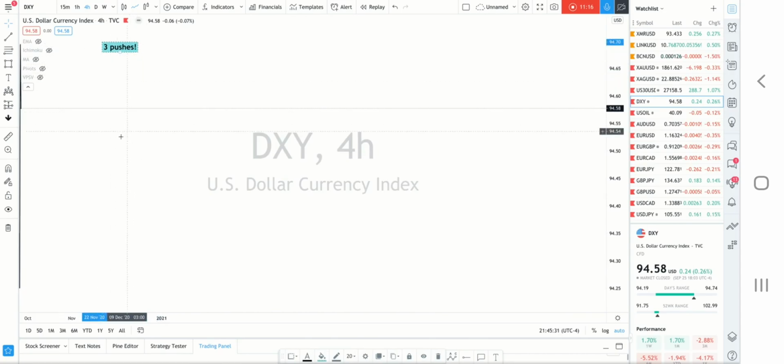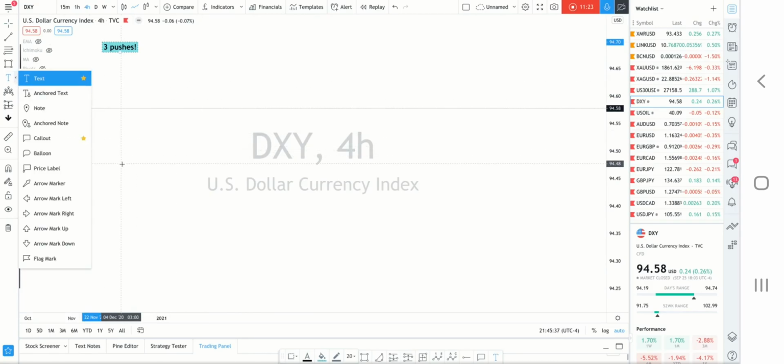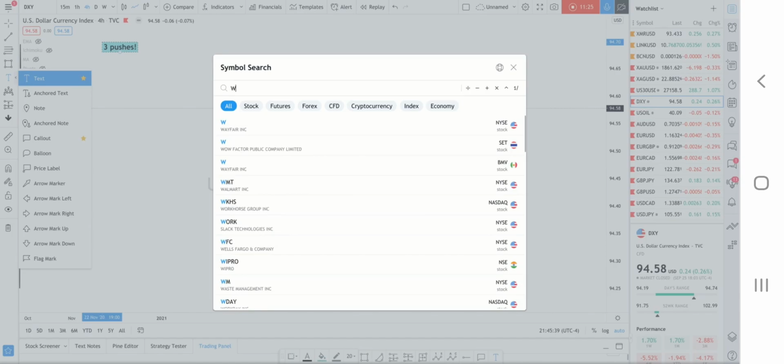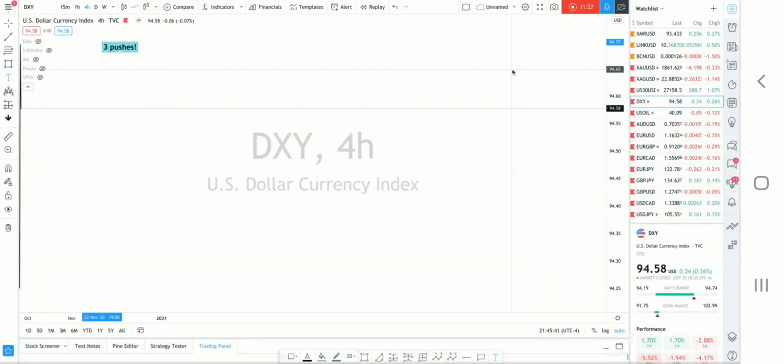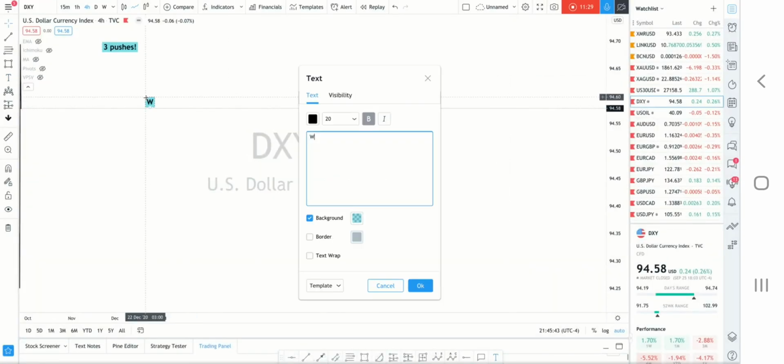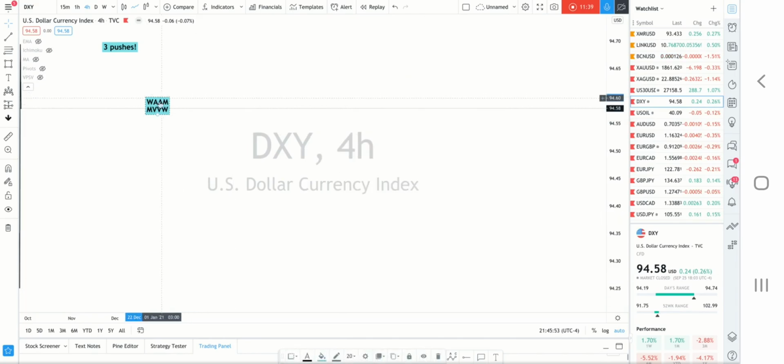Okay, and I'll give you another structure that institutional traders know. Okay, and it's going to be your WAAM, and the other one's going to be your MVVW. Okay, so remember that. And the way the market moves is going to be in the following pushes.